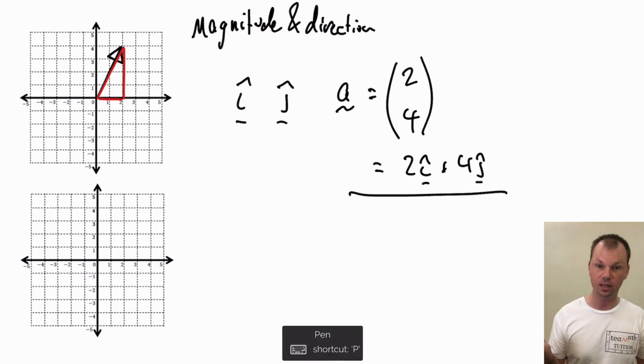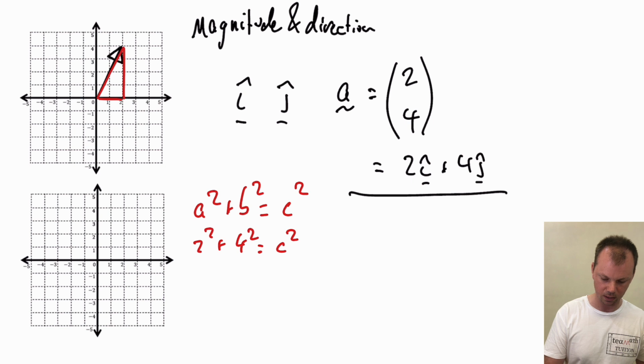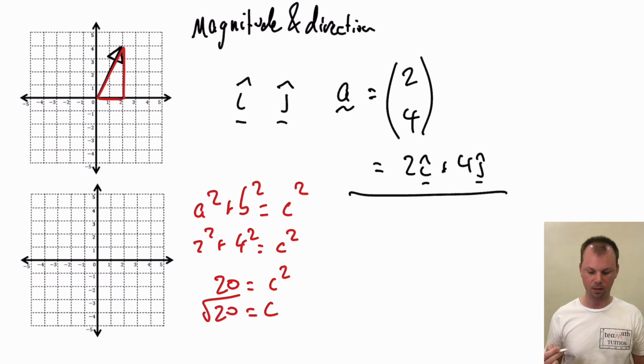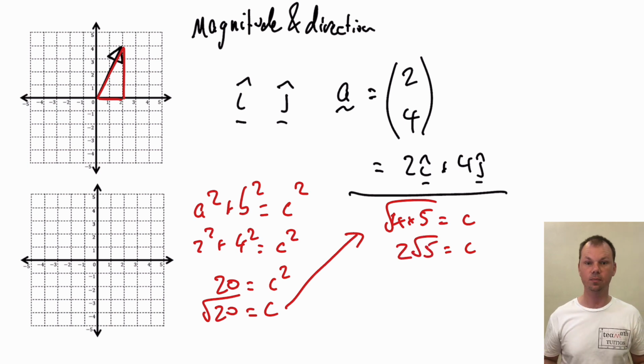So if I want to calculate the length of the hypotenuse, we've got 2 squared plus 4 squared, so 4 plus 16, we've got 20. C equals, we take the positive square root because we're talking about a length. Can I simplify that surd? I can. We've got 4 times 5. And we've got 2 root 5 is the magnitude of that vector.